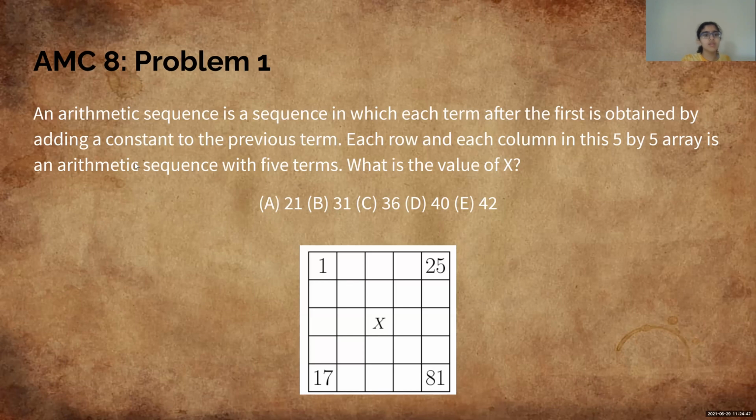An arithmetic sequence is a sequence in which each term after the first is obtained by adding a constant to the previous term. Each row and each column in this 5x5 array is an arithmetic sequence with 5 terms. What is the value of x? The answer choices are 21, 31, 36, 40, and 42. In the chat, please type your answer to Sai, because I'm not really able to check the chat right now.